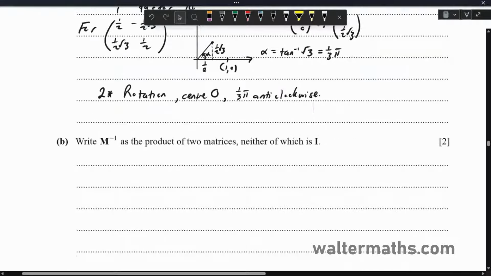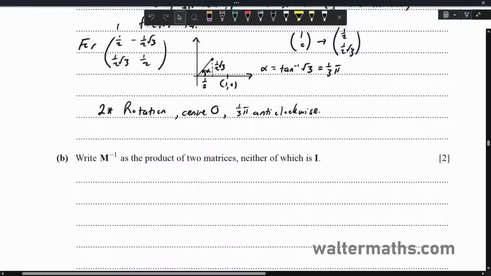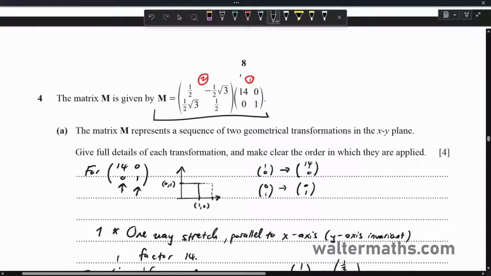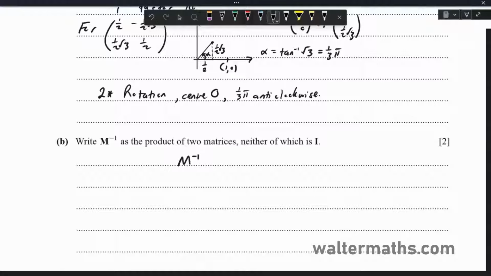Let's go on to part B. They say write M inverse as the product of two matrices, neither of which is I. All right. They want us to write down M inverse as the product of two matrices. But we know that the matrix M itself is a product of two matrices. So we're going to use the fact that, if you have two matrices, A, B in a product, their inverse is equal to the inverse of B, pre-multiplying the inverse of A. So this is an important rule. So that's the one we're going to use.